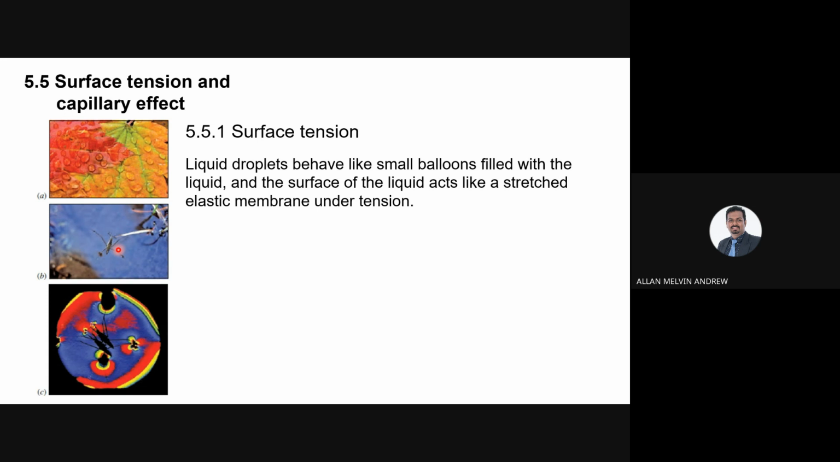And at times you put a leaf on the water, and the leaf floats. It's not only because it's light. It can be because of its lightness, but there is something else helping it to float. That is what we call surface tension. A liquid droplet behaves like a small balloon filled with liquid, and the surface of the liquid acts as a stretched elastic membrane under tension.